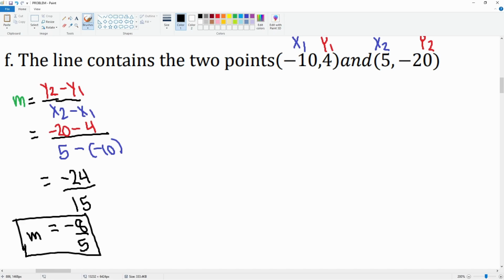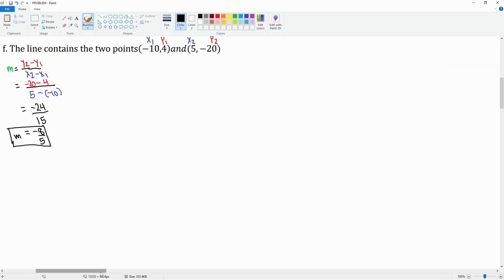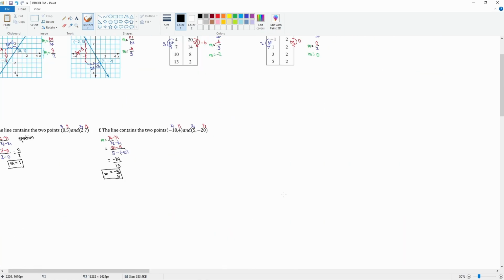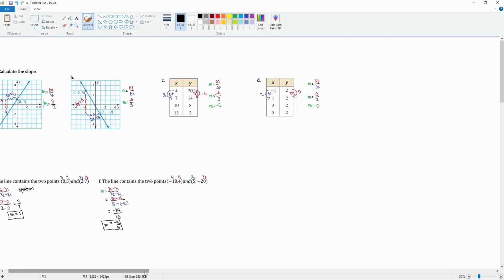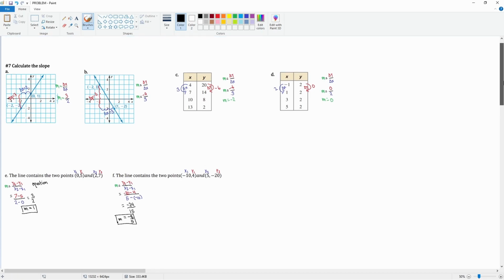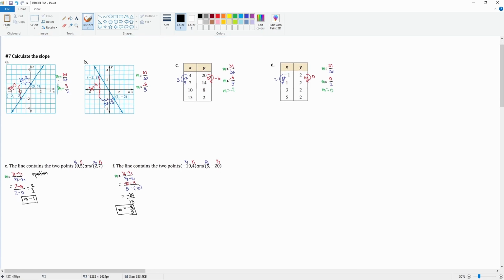So I showed how to find slope in 3 ways here. I showed how to use the graph by just counting. For C, I did it by finding the change between 2 points. And for E and F, I'm finding the slope by using the equation of the slope formula.